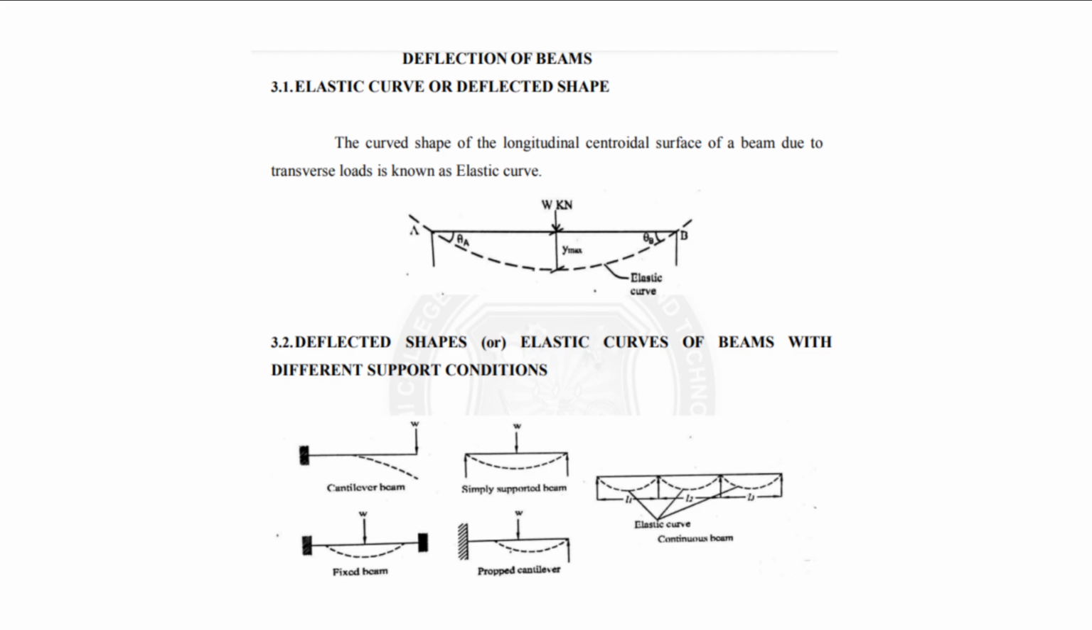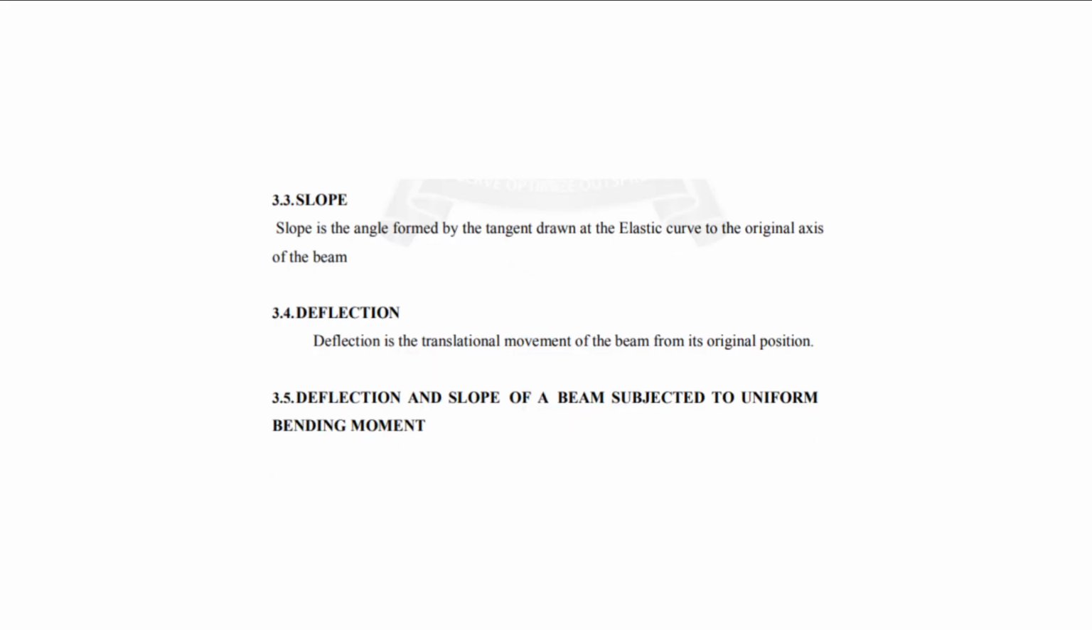And deflected shapes or elastic curves are of beams with different support conditions. So cantilever beam, simply supported beam, continuous beams, fixed beams, and propped cantilever beams. So these are the elastic curves forming in different beams. Next, slope. Slope is an angle formed by the tangent drawn at the elastic curve to the original axis of the beam. Deflection. Deflection is the translational movement of the beam from its original position.